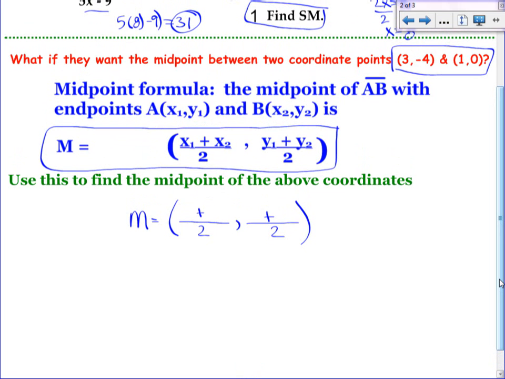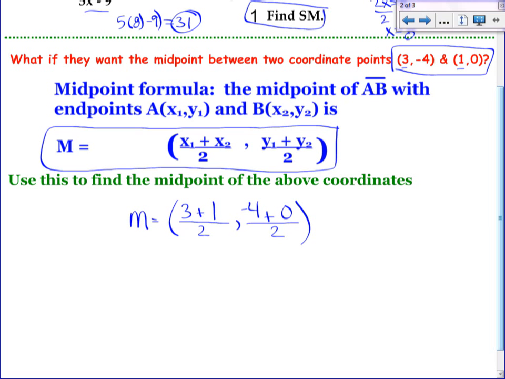What are the x values? Yeah. 3 and 1. Okay, it always goes x, y, so those are your two x values. 3 plus 1, we drop them in. Leaving the other two numbers to be our y values, -4 and 0. Okay, I need to see you actually putting the numbers into the formula.